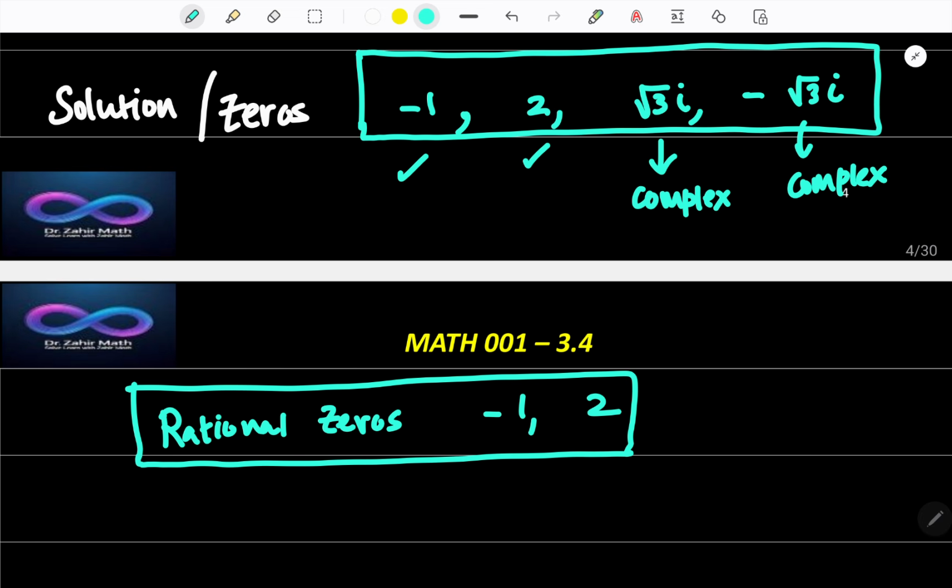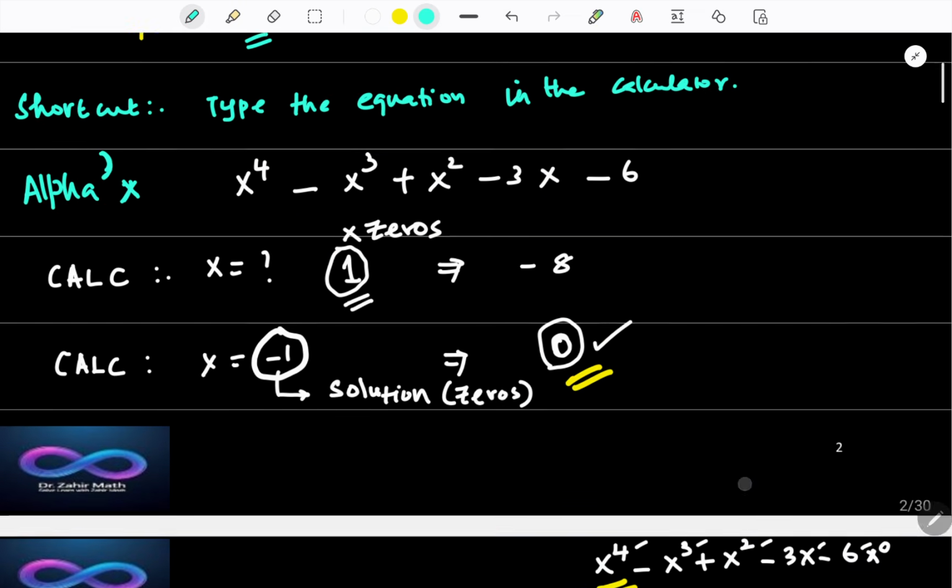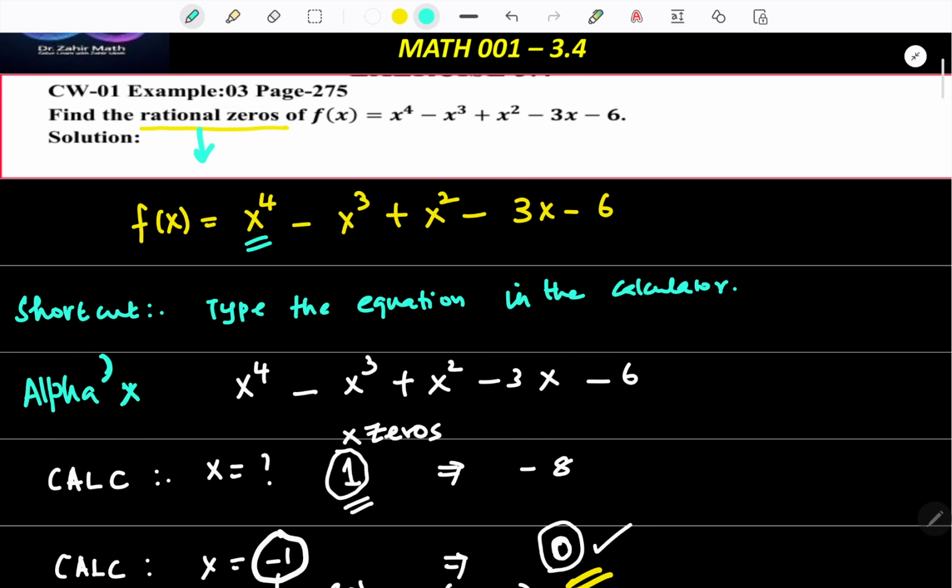Clear? These are all rational zeros. Okay everybody? Right. So again I'm telling very clearly, listen carefully, power 4. That is why I don't know where to start the synthetic division. I just type in the calculator and I'm trying. This is called trial and error.